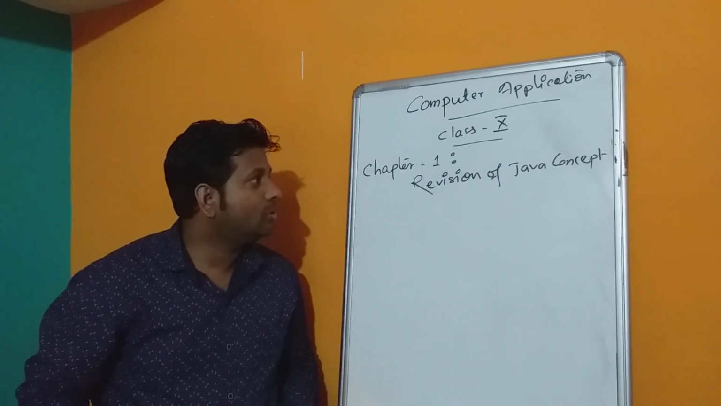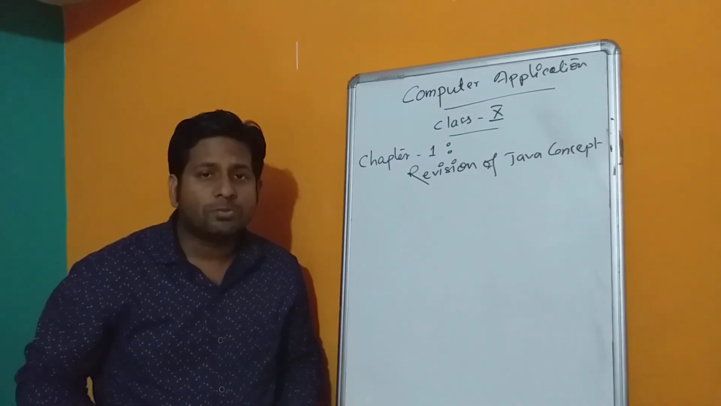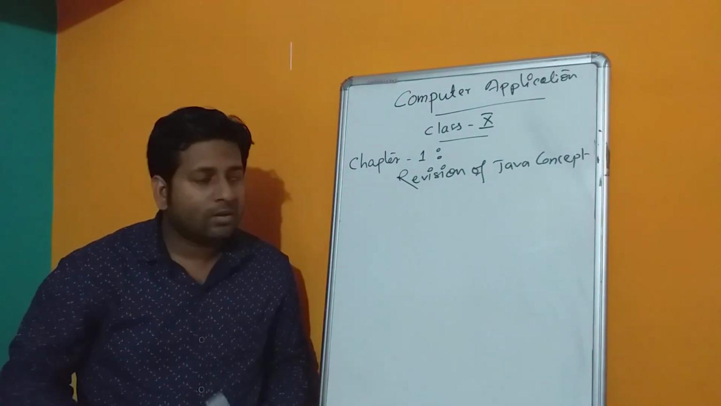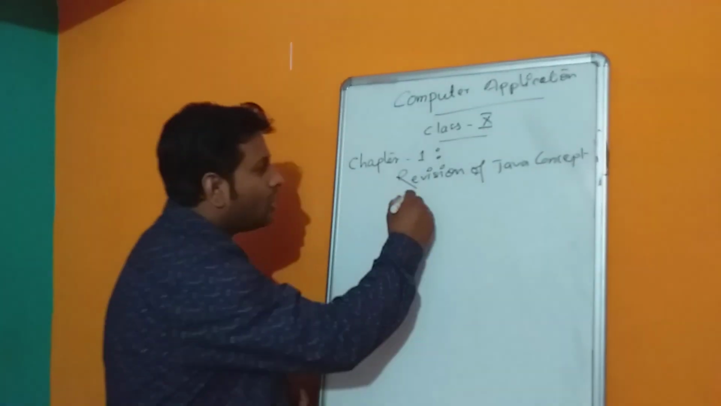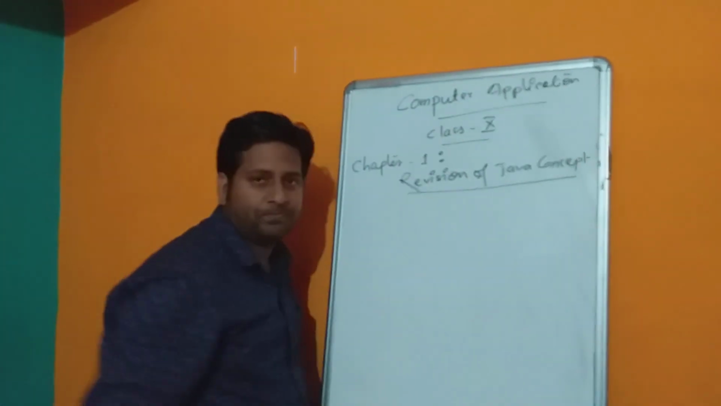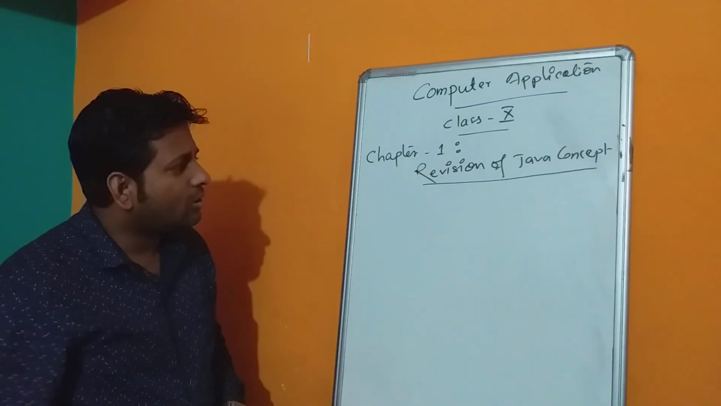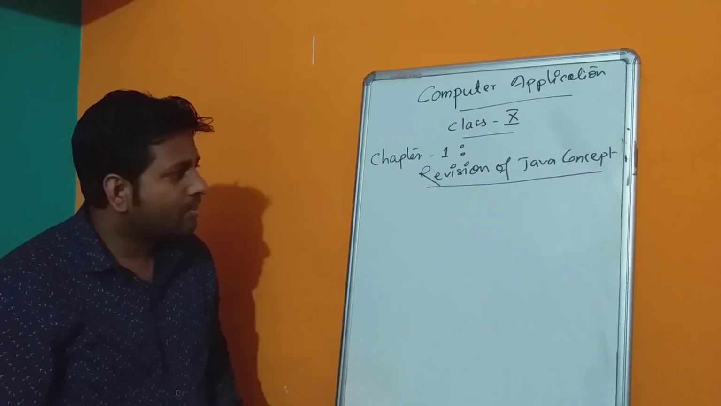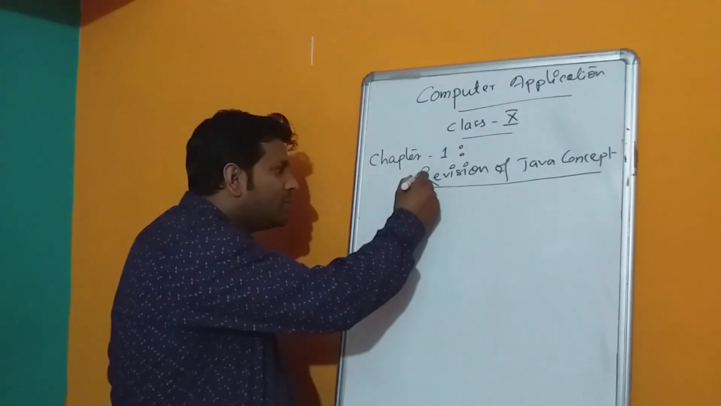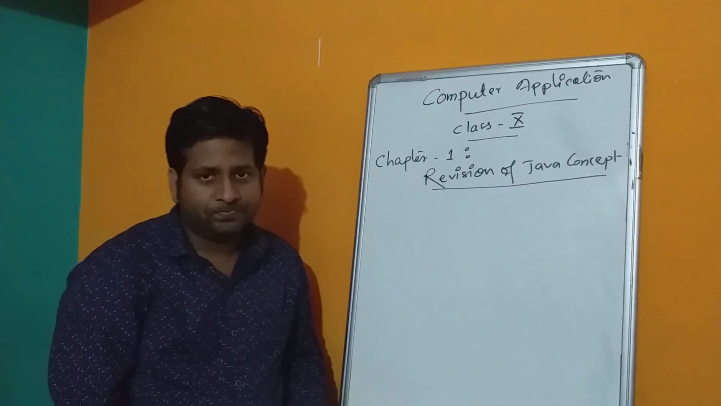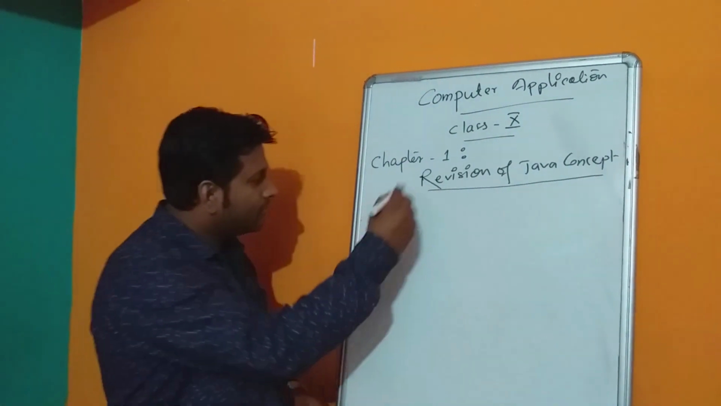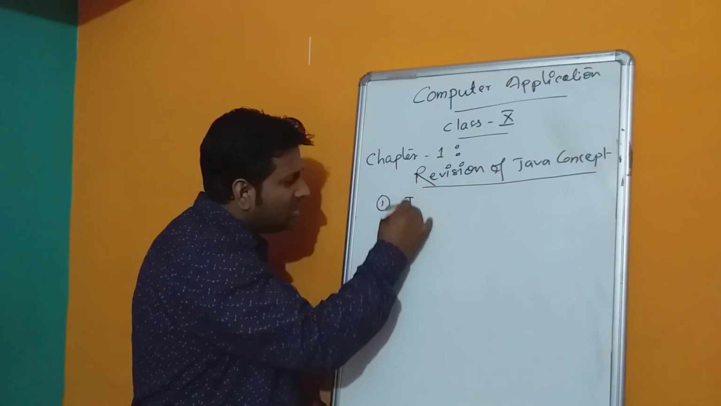Children. So today we'll start computer application chapter 1 and the chapter name is revision of Java concepts. This chapter we have already learned in class 9 and here we'll just be briefing on a few topics. The first one: what is Java?